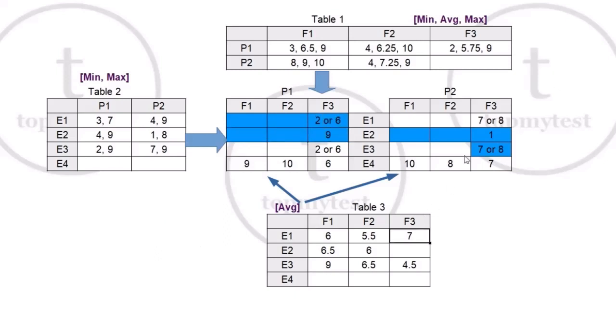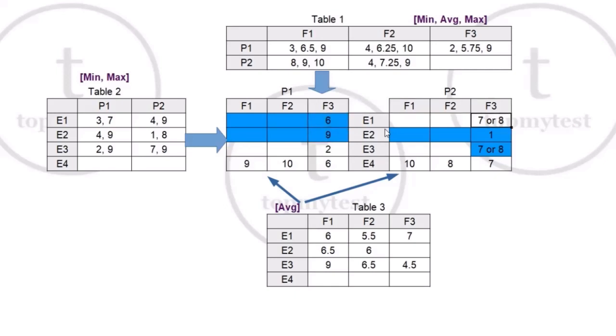Now I will use a third table to figure out the actual values. According to the third table, for E1, the average of the ratings across the products for feature 3 should be 7. Now your values can be 2, 6 or 7, 8. If I combine 2 with 7, the total will be only 9, but the average will not be 7. For an average to be 7, the total should be equal to 14. 2 plus 7 gives you 9, 2 plus 8 gives you 10. So it cannot be 2. It has to be a 6, which means this has to be 2.